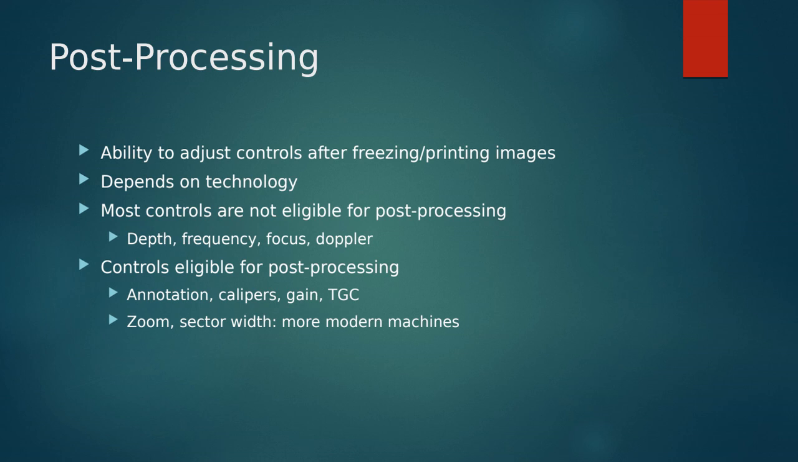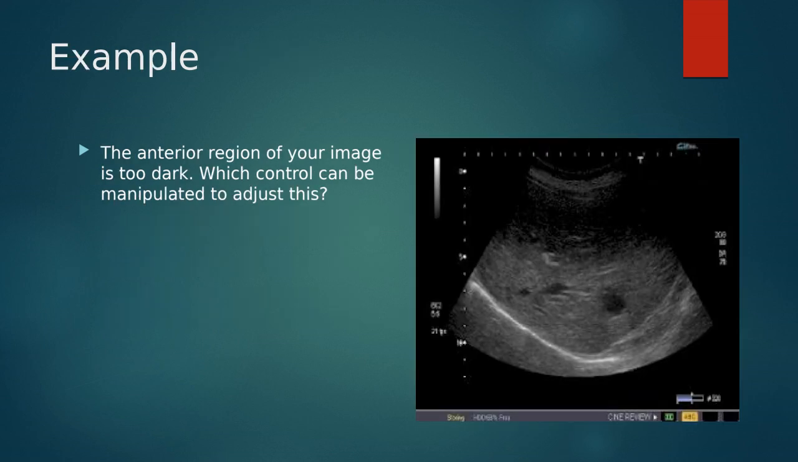Again, this is not something that I want you to practice, but you need to be aware that there are certain things that you can change if you've already frozen or taken that image. But we are going to practice good habits of using pre-processing. So let's go through some examples of what we should do through these pictures. The anterior region of our picture is way too dark. What controls should we be manipulating to adjust this?